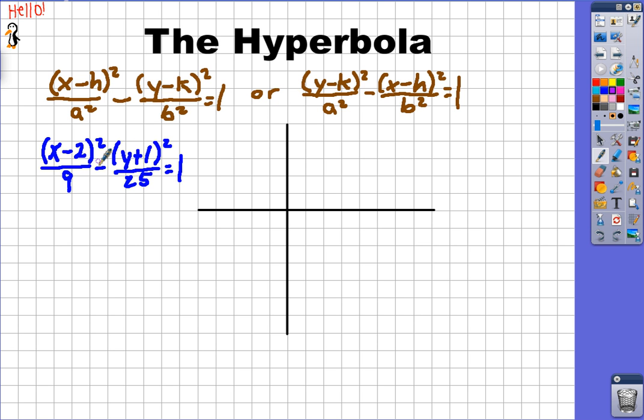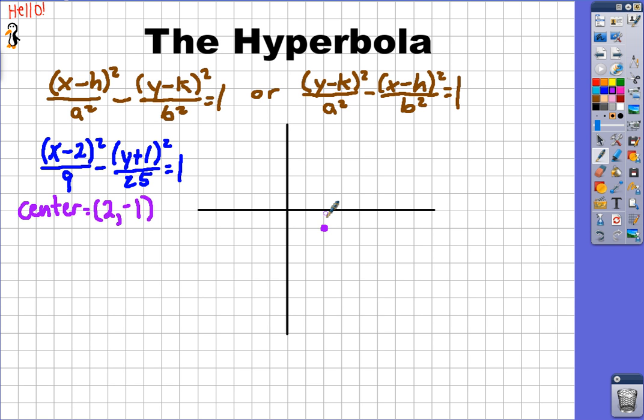So looking at this example here, we have x minus 2 squared over 9 minus y plus 1 squared over 25 equals 1. So the first thing we're going to notice is that the center is located where? Well, we just said it, h and k, the opposite of what we see. So I see x minus 2, that's got to be x minus a positive 2. So h is 2. And then y plus 1 tells us that it's got to be y minus a negative 1, the opposite of what we're seeing again. So our center is at 2 comma negative 1, right there.